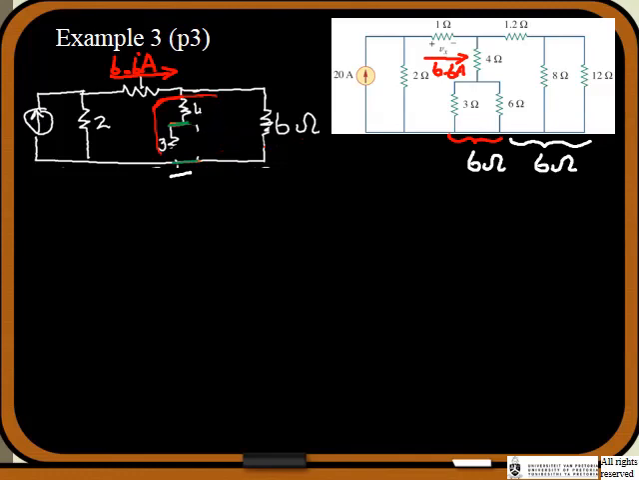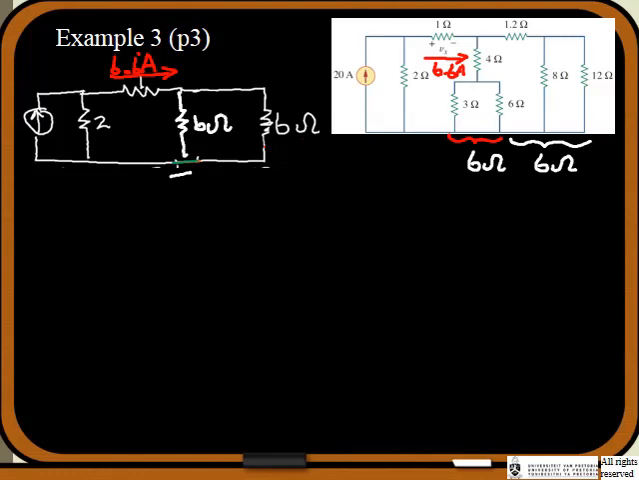Let's just get rid of this and replace that with a 6 ohms, so then we can see a bit more clearly what it is that we want. So if we simplify the circuit back to what we want, we saw that this section over here was also 6 ohms.